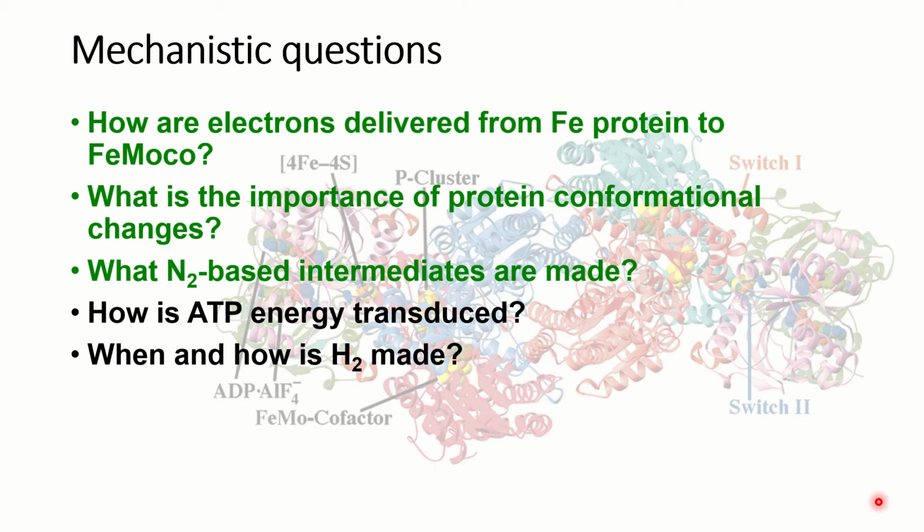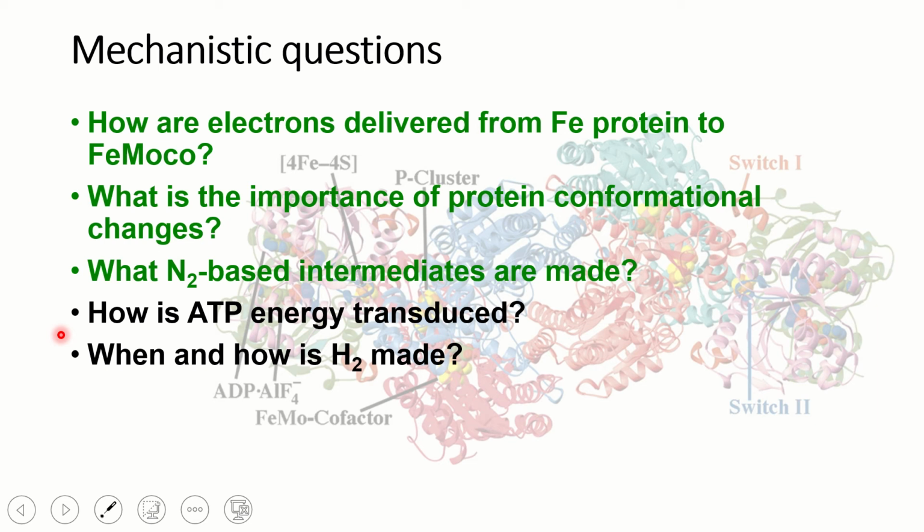But here are some of the mechanistic questions, although this is not a comprehensive list. For instance, how are electrons delivered from the iron protein ultimately to FeMoCo, which is the active site for the nitrogen reduction? What is the importance of protein conformational changes? What N2-based intermediates are made? How is the energy from ATP hydrolysis transduced? And when and how is hydrogen made?